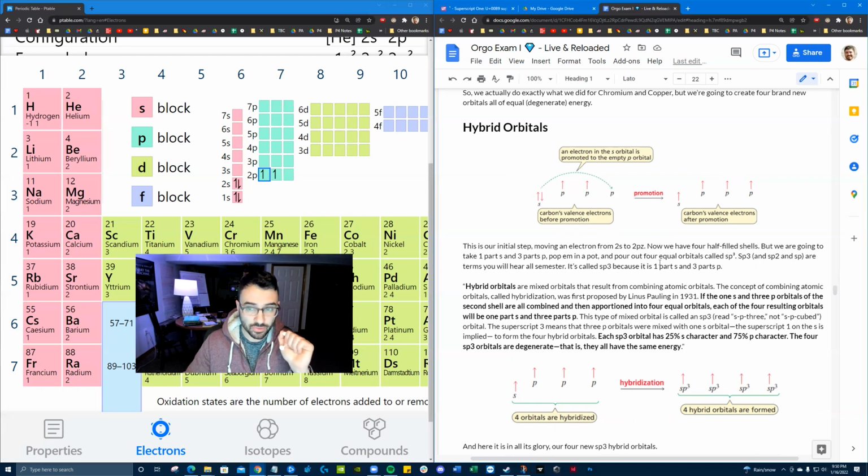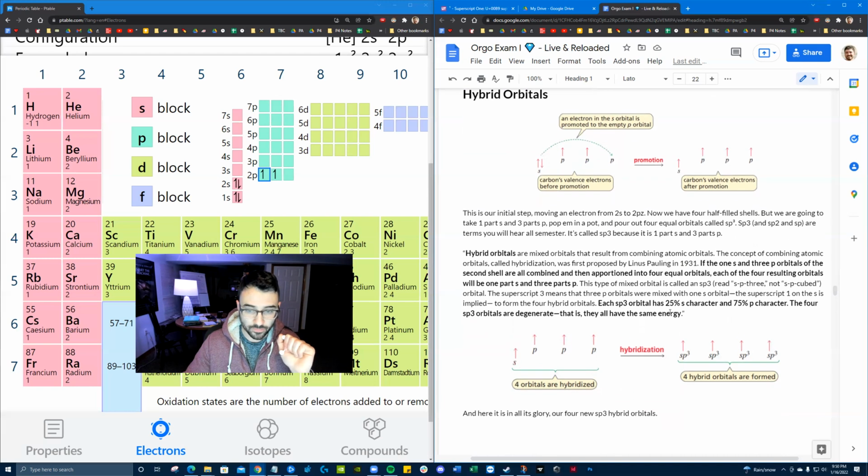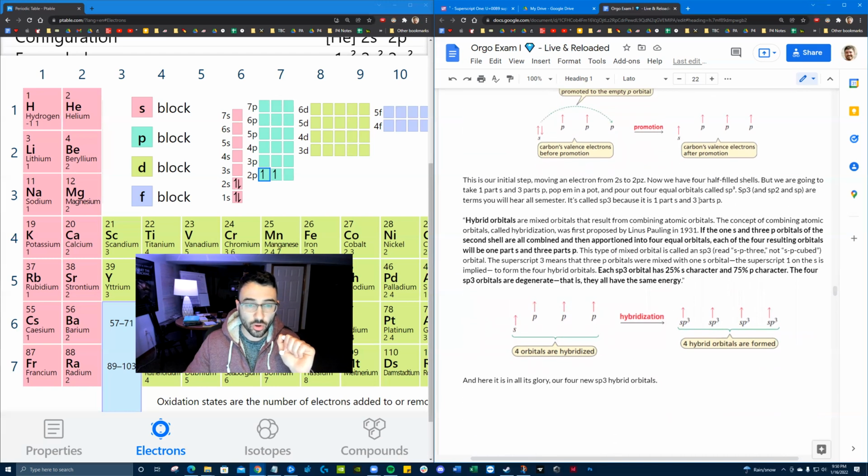Now we're not going to stop there. We're actually going to take this one additional step, okay? We're going to hybridize these, and this is what this means. So we have 1 S and we have 3 Ps. We're literally going to put them into a blender or mix them into a cup. We're going to shake it up, or we're going to blend it up.